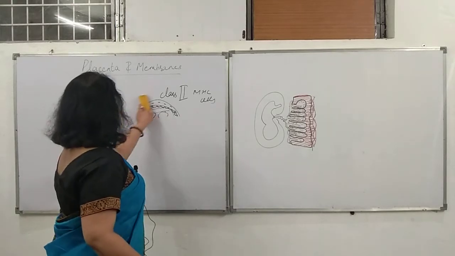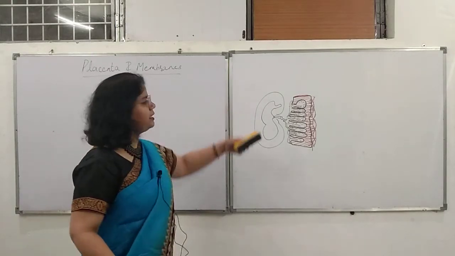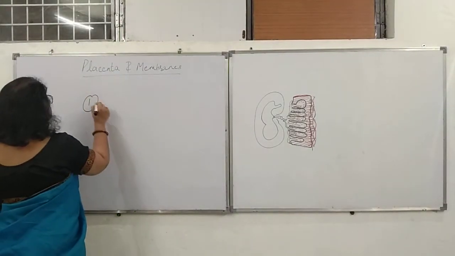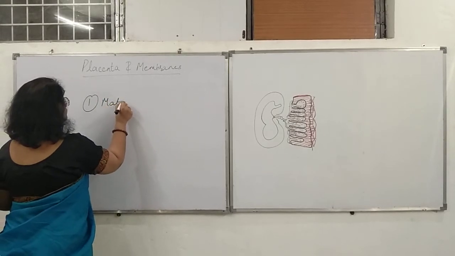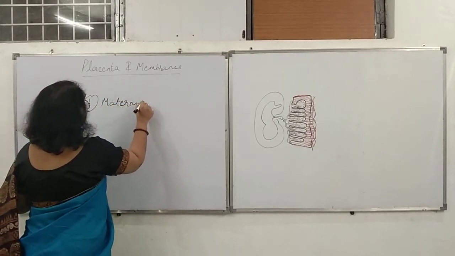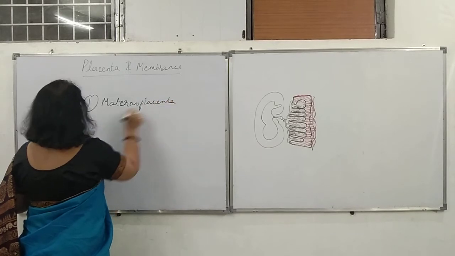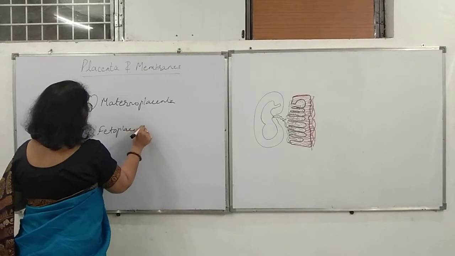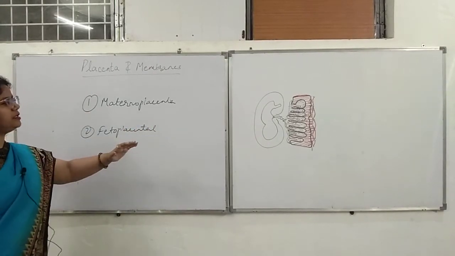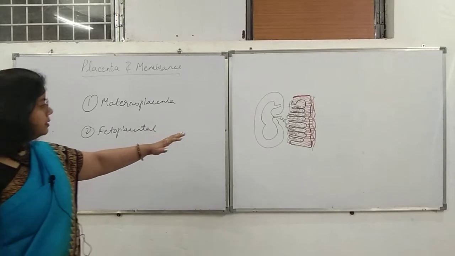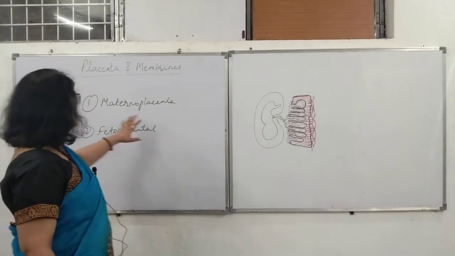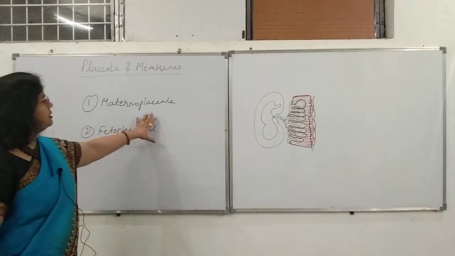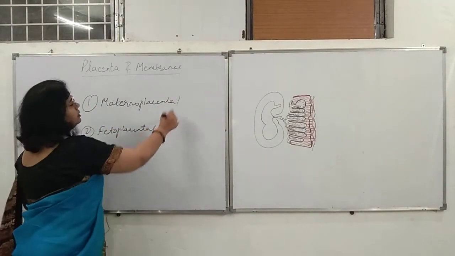We can divide the circulation that is occurring in the placenta into two: the materno-placental circulation and the fetoplacental circulation. As we have already seen, there is no mixing of maternal and fetal blood in the placenta. So two circulations are taking place, materno-placental circulation and fetoplacental circulation.